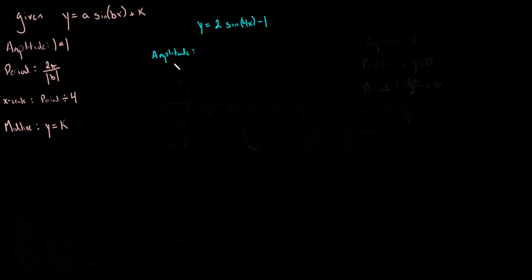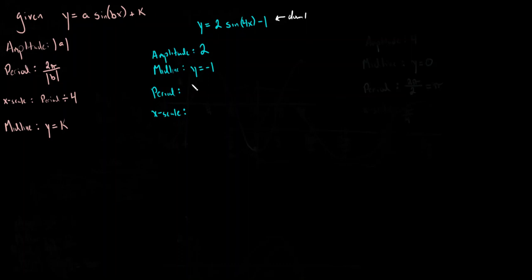Okay, so we want to find all this information. We want to find the amplitude. We want to find the midline. We want to figure out what the period is. We want to figure out what the scale for x is. Now the amplitude, remember, is the absolute value of a. Absolute value of 2 is 2. Now the midline, what this minus 1 does is it shifts the entire graph down 1, which means the midline also gets shifted down 1 to negative 1. Okay, and that's how easy it is to change the midline. That's all that it is.